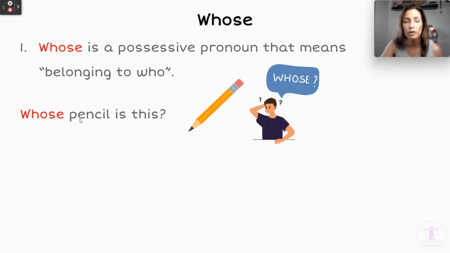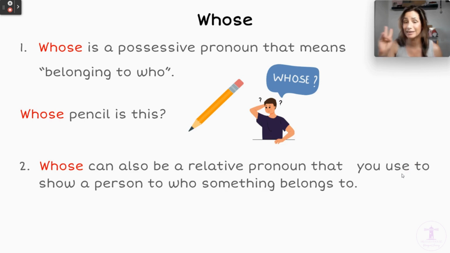Therefore, whose pencil is this? ¿A quién pertenece? Whose pencil is this? Okay. And then the second meaning. Remember, you have one meaning for whose, which is a possessive pronoun, and then you have a second meaning for this word, because it can also be a relative pronoun that you use to show a person who something belongs to. And that sounds very confusing.